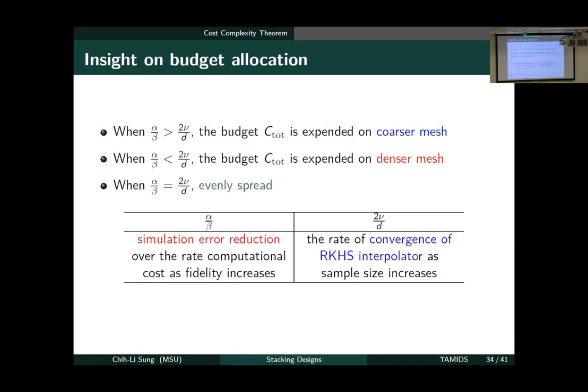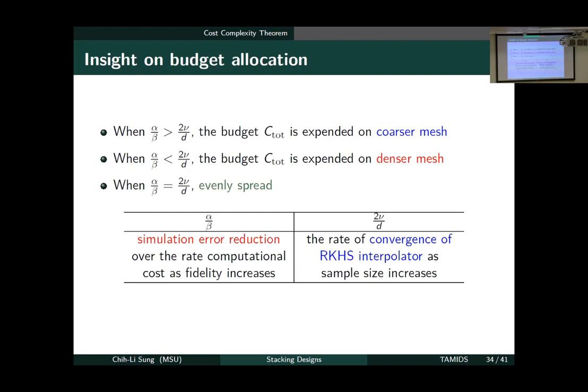If you look at these two values more closely, it actually makes sense. This is the simulation error reduction over the rate of computational cost as fidelity increases. If you want to increase the fidelity level, this is the error reduction you are going to have. The second term is just the rate of convergence of the interpreter of each component as sample size increases. Like I said, those interpreters are not going to be perfect because you only have a finite sample. But if you increase the sample size, the error is going to decrease.